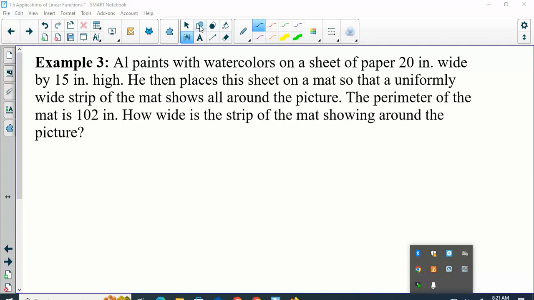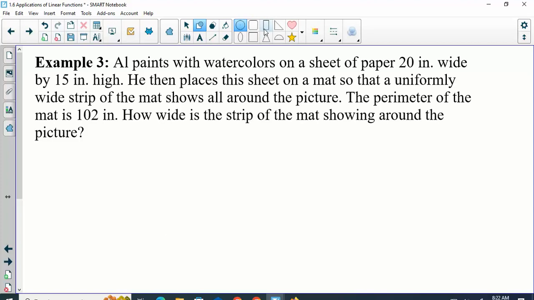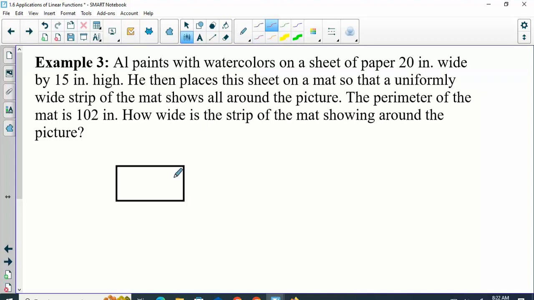So what I know is he's painting with watercolors on a sheet of paper that's 20 inches wide and 15 inches high. So here's my paper. I know this is 20 and this is 15. He then places this sheet on a mat so that a uniformly wide strip of the mat shows all around the picture. What does that mean?